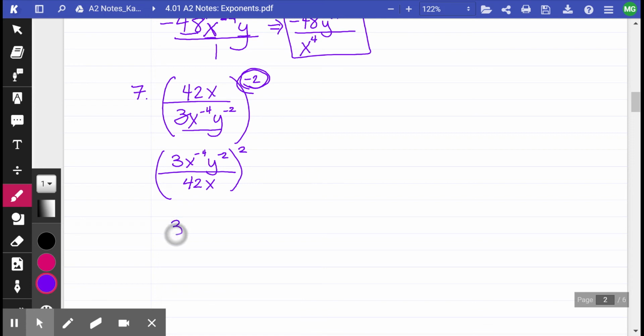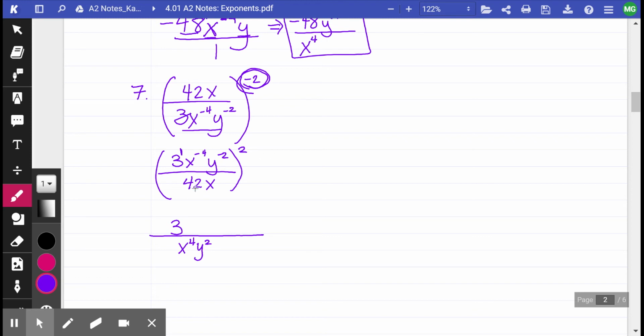So to do that, I'm going to go through each one and ask stay or go. So 3 is to the first power, so it's a positive exponent, so it stays. I go in order, left to right, top to bottom. X to the negative 4th has a negative exponent, so that's going to go. So it goes to the bottom, becomes positive. Y to the negative 2nd is a negative exponent, so that's going to go to the bottom, become positive.